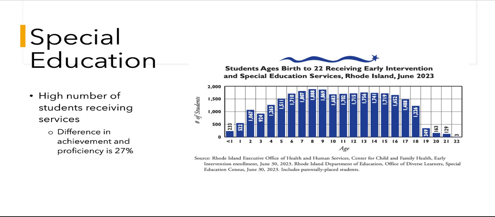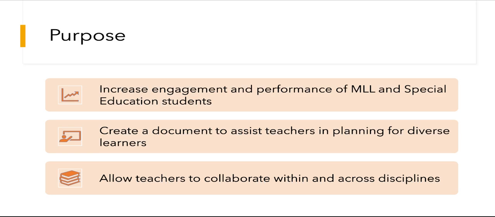So, with that huge gap in proficiency, what we have to start looking at is what we can do as teachers to help close that gap and reach all of our students who have diverse needs. So, to start with the purpose of this action research project, it is to increase the engagement and performance of both MLL and special education students.